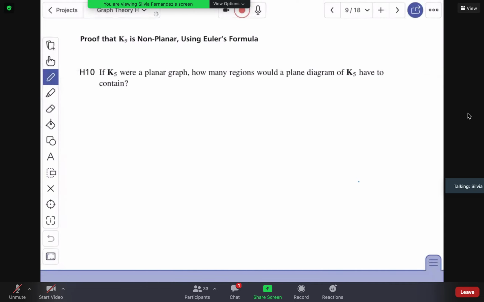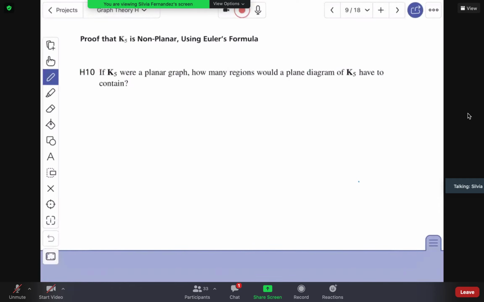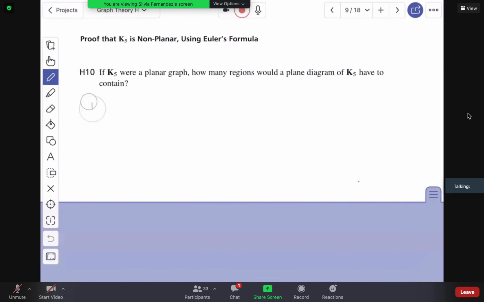So, I left the proof that K5 is non-planar using the Hamiltonian cycle. Now we're going to use the second technique for that one. You try the first technique on K5, and we're going to see the second technique on K5. You can try it on your own on K33. So this is our second technique.